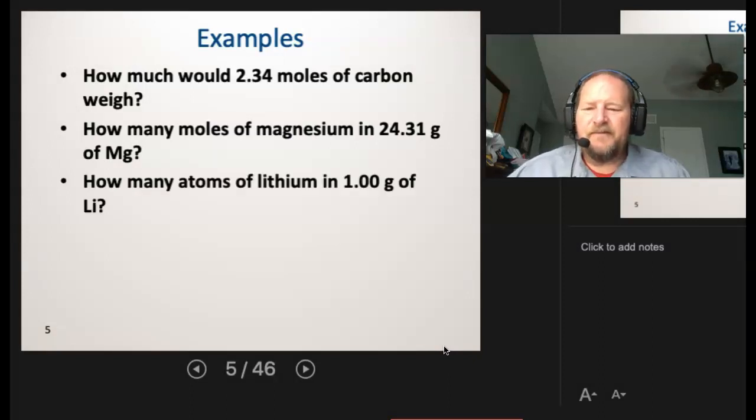Let's see. 2 more questions left. We have how many atoms of lithium in 1 gram of lithium? And so here we're going to have 2 steps. Now, if you haven't done so already, you might want to check out the folder towards the bottom in D2L under content. There's a folder called Student Resources, and in there I've placed some documents, and one of the documents is a mole calculations chart.